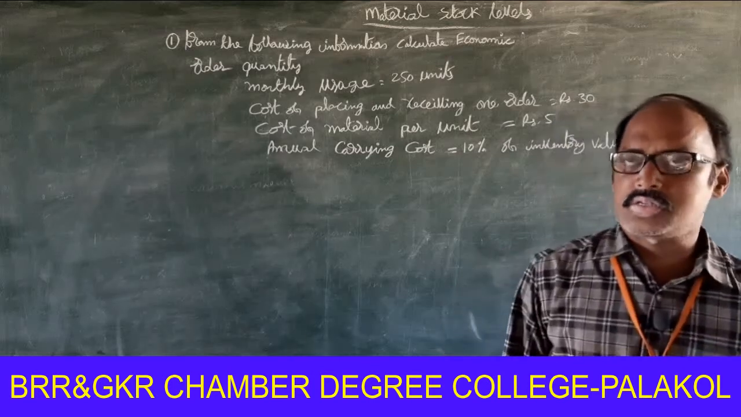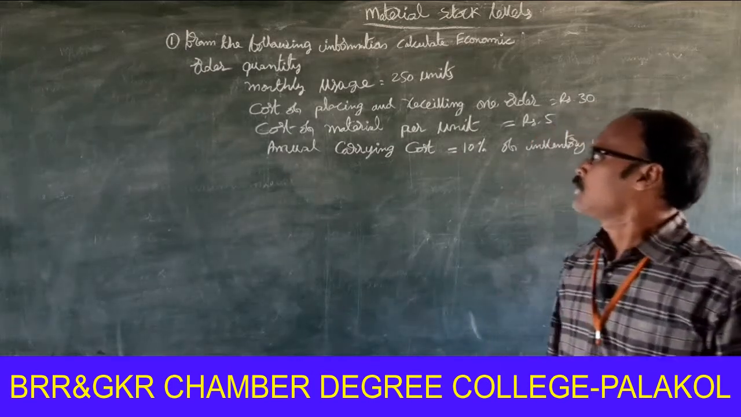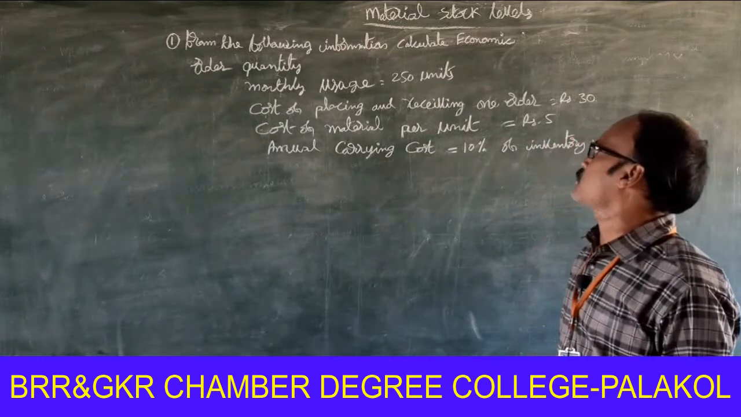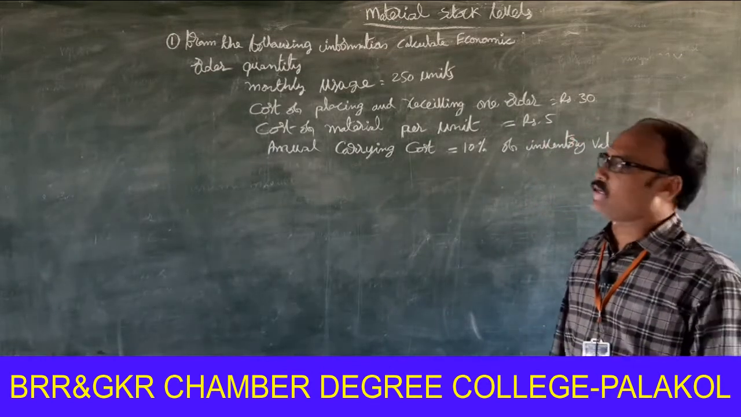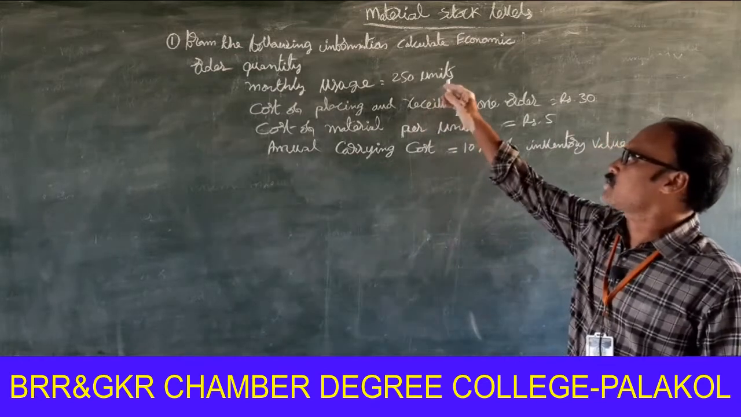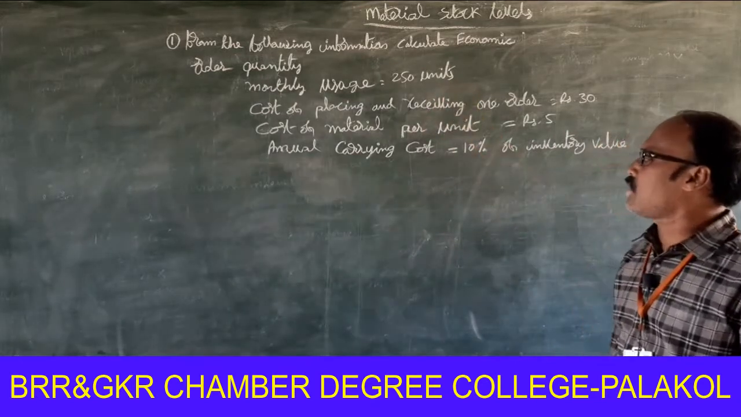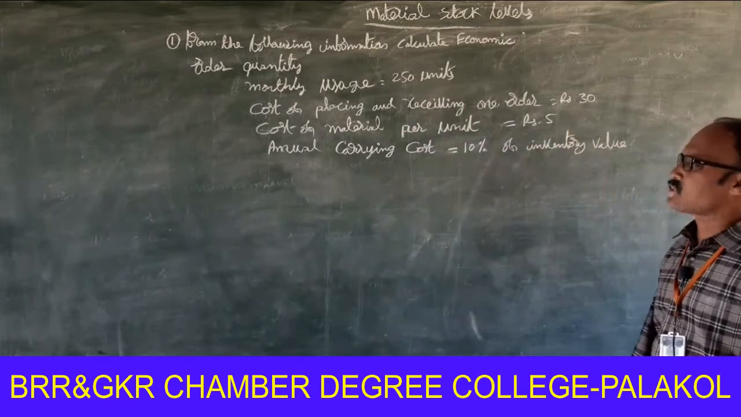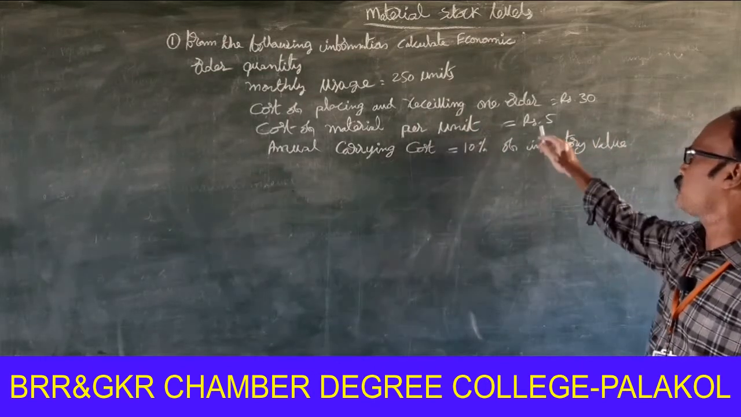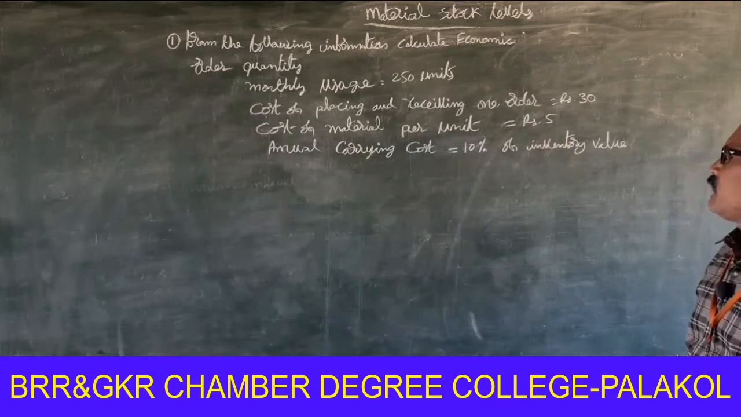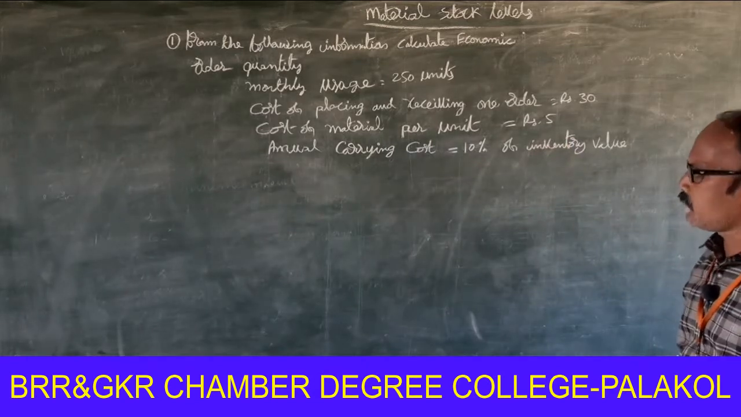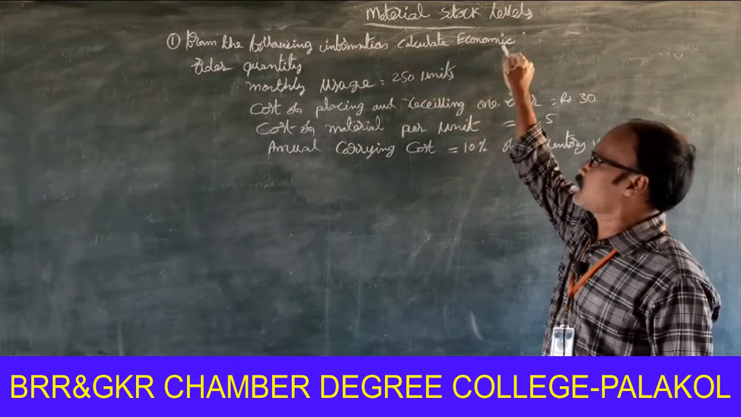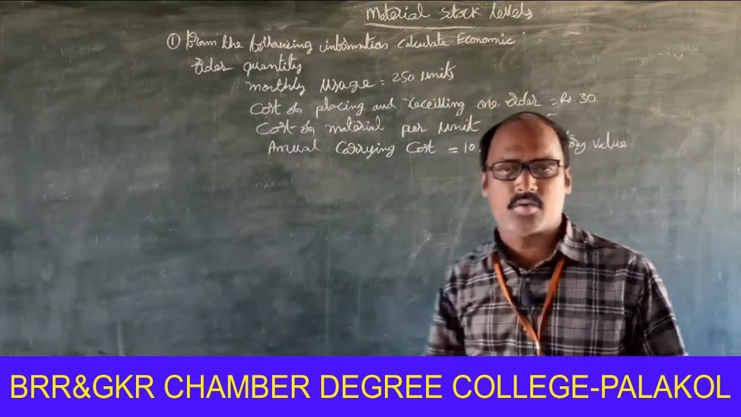Today we are going to discuss economic order quantity. From the following information, calculate economic order quantity. Monthly usage 250 units. Cost of placing and receiving one order rupees 30. Cost of materials per unit rupees 5. Annual carrying cost 10% of inventory.